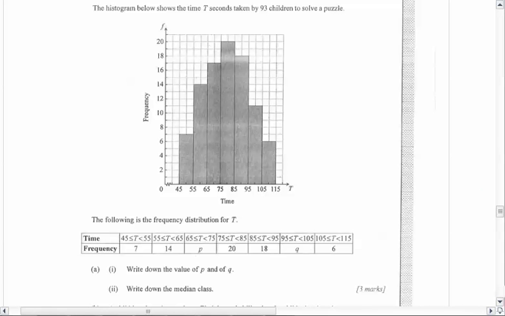In order to find the values of P and Q, we can read them right off the graph. So you can see that you have 7 here for the first one. You've got 14 here for the second one. So P must be 17. 20's here. Q must be 11. So P is 17, Q is 11.